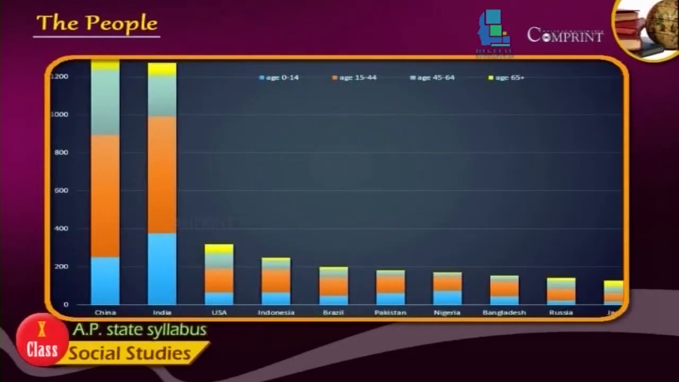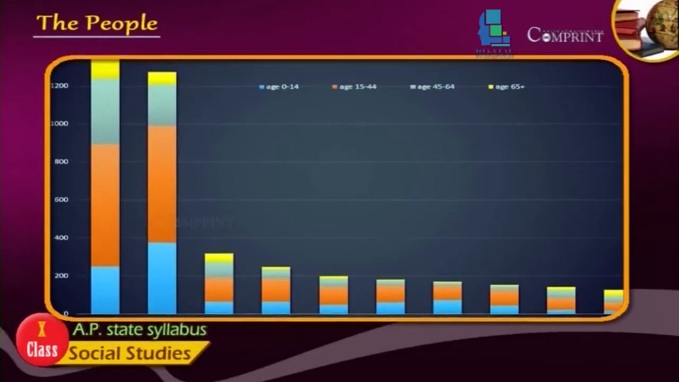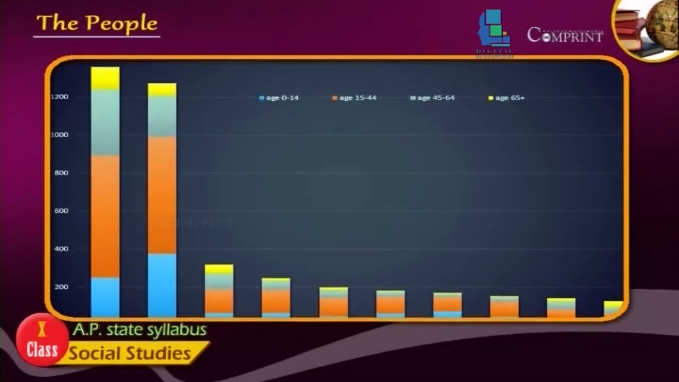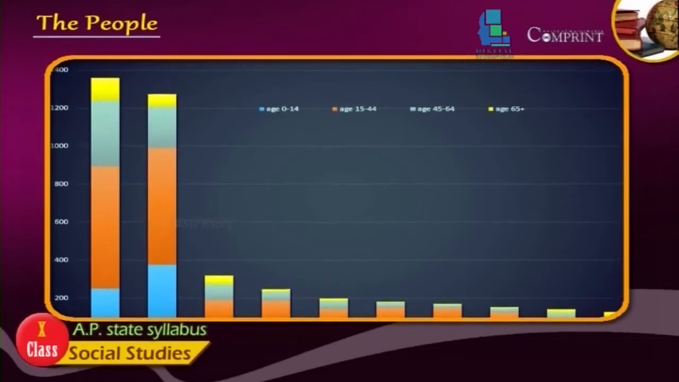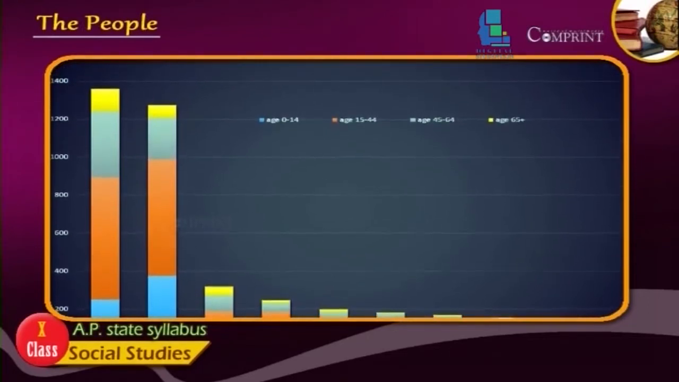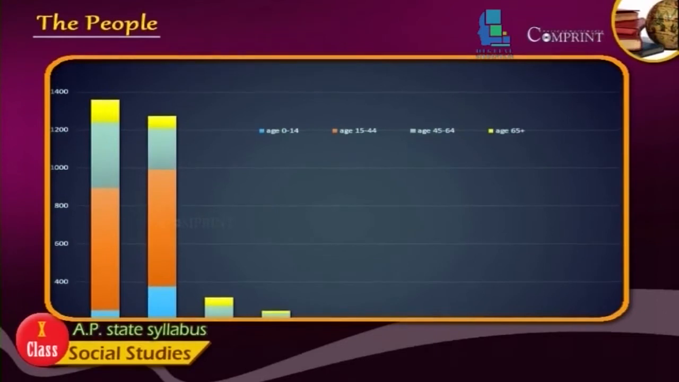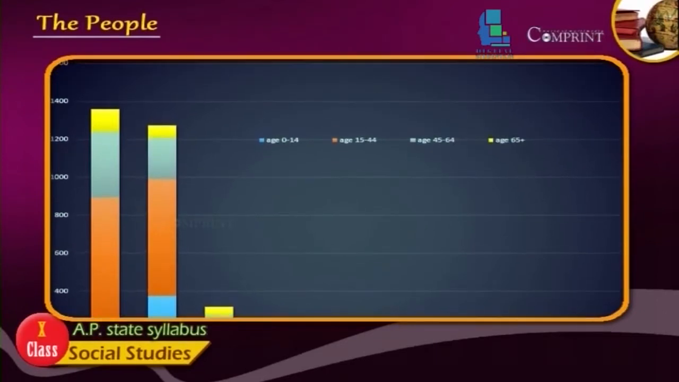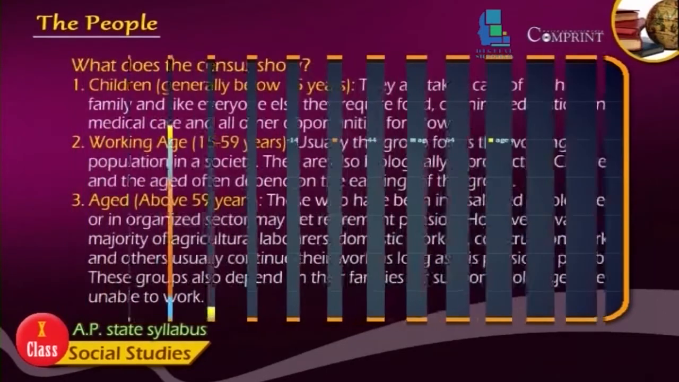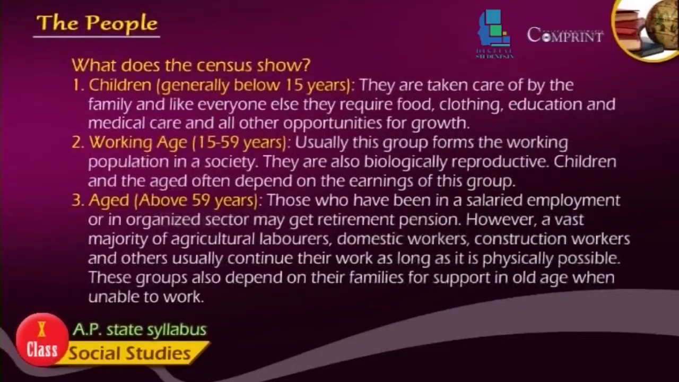Working age, 15 to 59 years. Usually this group forms the working population in a society. They are also biologically reproductive. Children and the aged often depend on the earnings of this group.